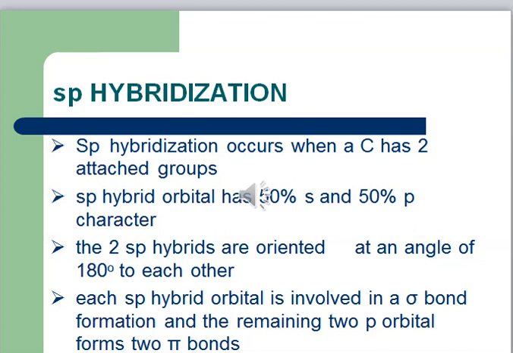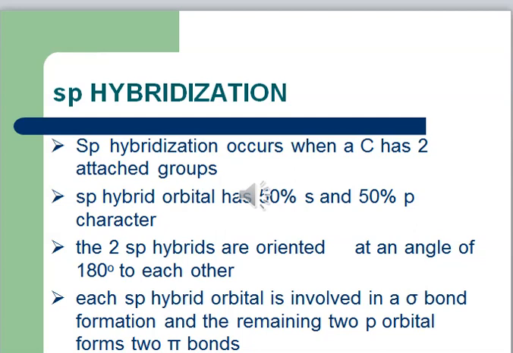Alright, so due to increased s character, there will be more spherical nature. Because of more spherical nature, there will be greater overlap, and because of the greater overlap, the bond will be much shorter. So you can assume that the bond formed by sp is the smallest, the bond formed by sp2 is intermediate, and the bond formed by sp3 hybrid orbital overlap will be the longest one.